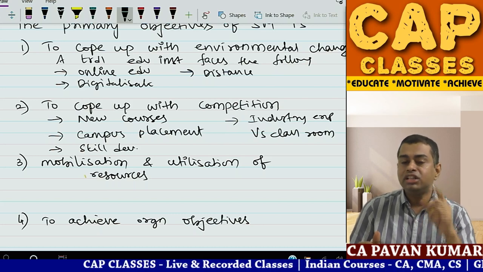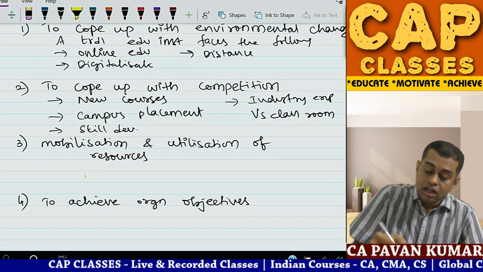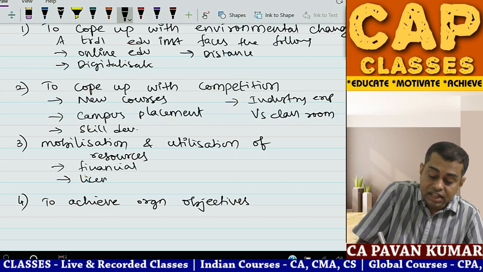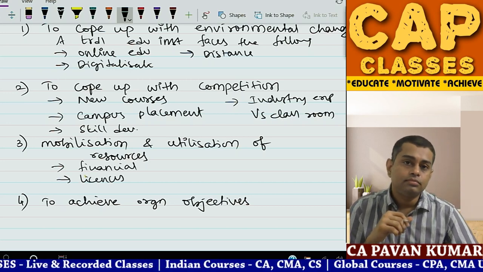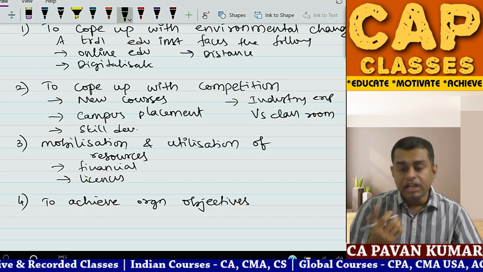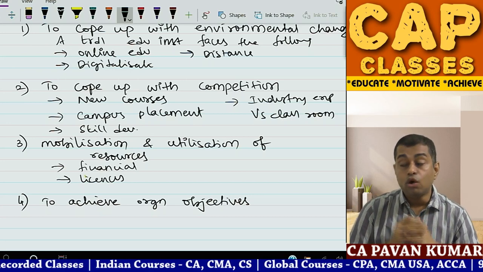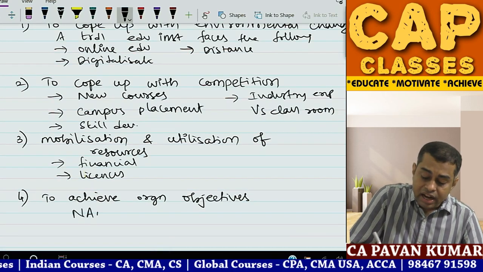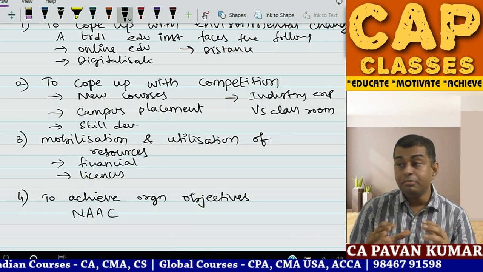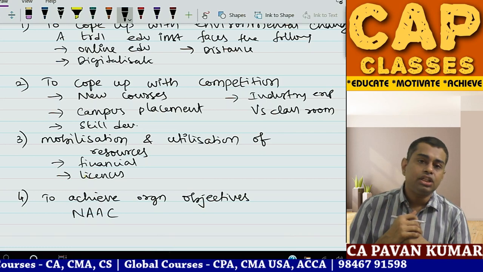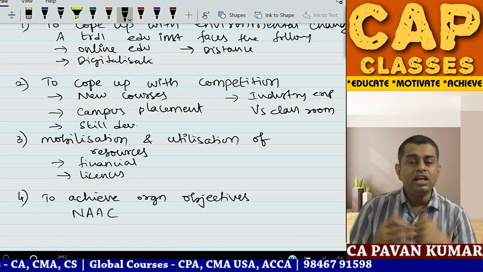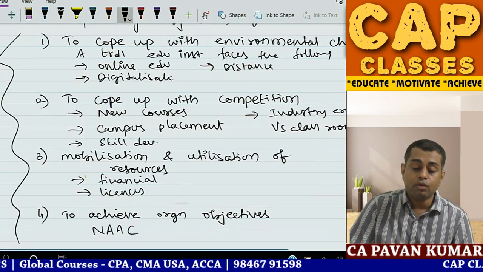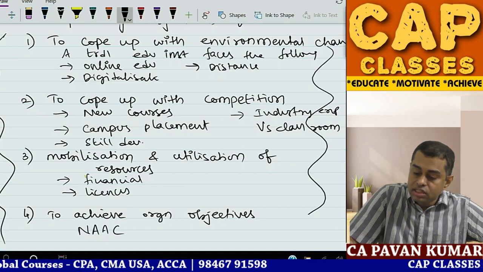For all these things, don't you think you need to have smartness? Then comes resources: financial resources, licenses, approvals. Isn't it? Budgeting. For all these things, you should be strategic. How to utilize money properly. And to achieve the organizational objectives, it can be, for example, NAAC accreditation. It can be ranking. It can be university recognition. It can be trying to be the best in your field. So to achieve all these things, strategic management is required.